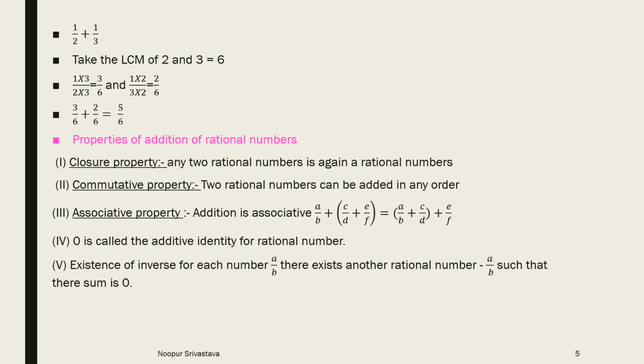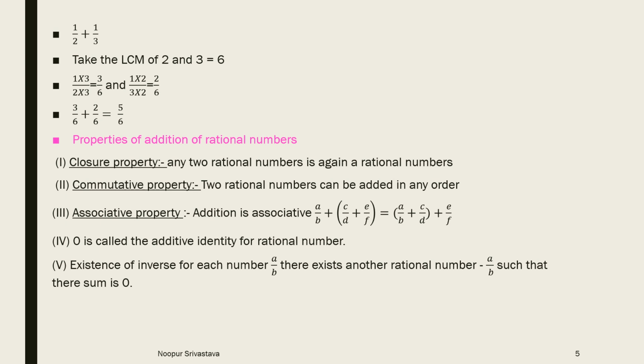Like, as in the example you can see, 1 by 2 plus 1 by 3, we have got its answer as 5 upon 6. If you write 1 by 3 in the first place and 1 by 2 in the second place, then also we'll get the same answer, 5 upon 6.